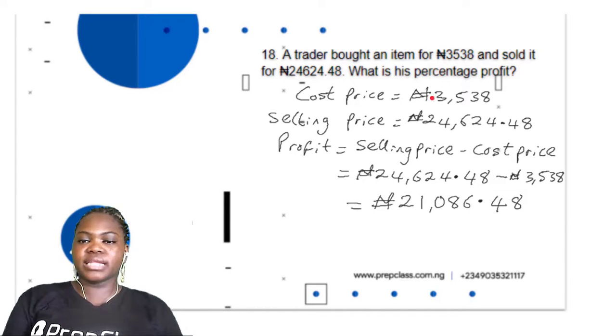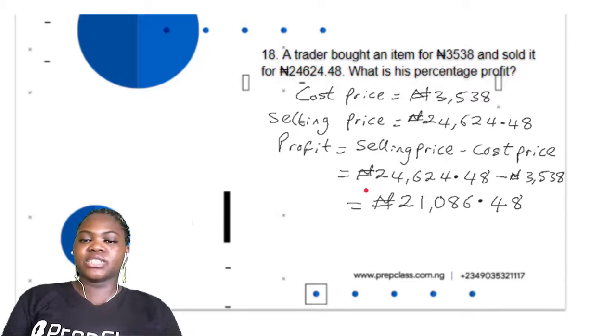The cost price is 3,538 naira. And then he sold it for 24,624 naira 48 kobo. So the selling price is 24,624 naira 48 kobo. Now the question says, what is his percentage profit? To be able to get the percentage profit, we need to find out what the trader's profit is. So we can find the profit by using this formula. Profit equals selling price minus cost price.